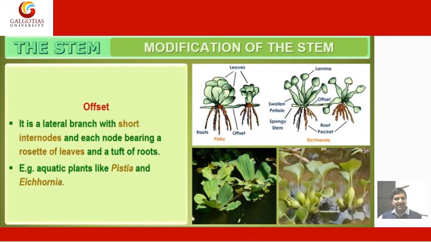Offset. It is a lateral branch with short internodes and each node bearing a rosette of leaves and a tuft of roots. Aquatic plants like Pistia and Eichhornia are examples.